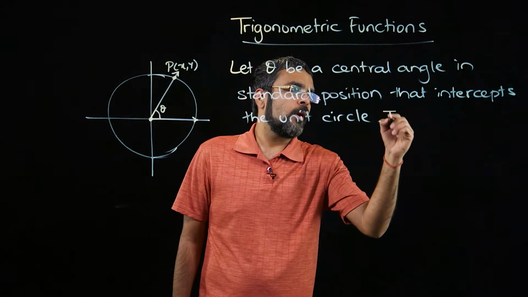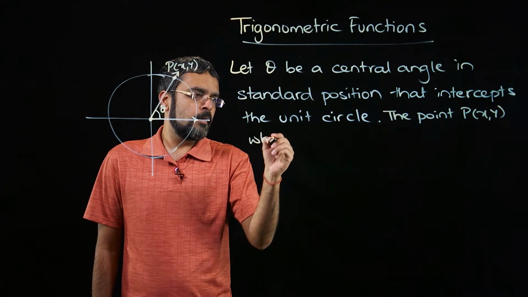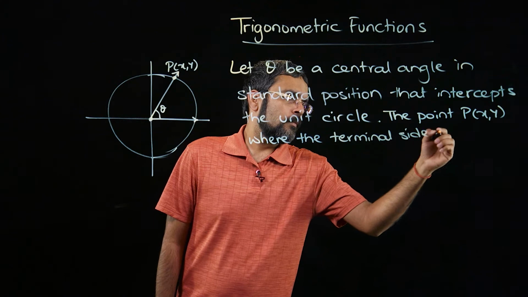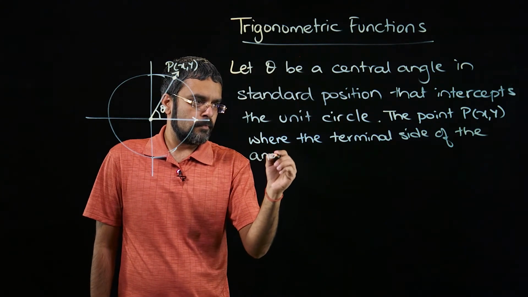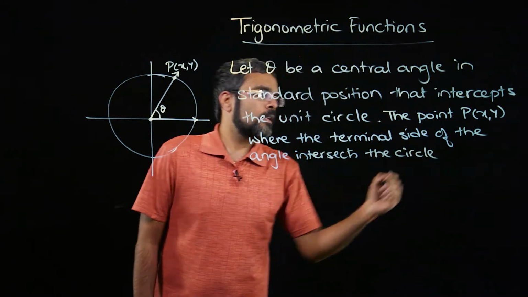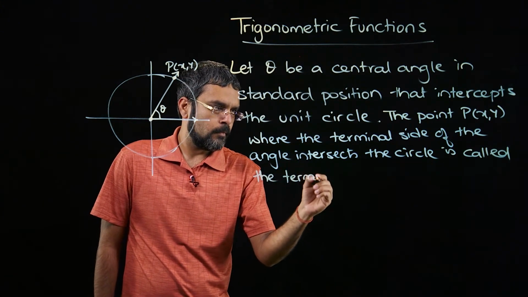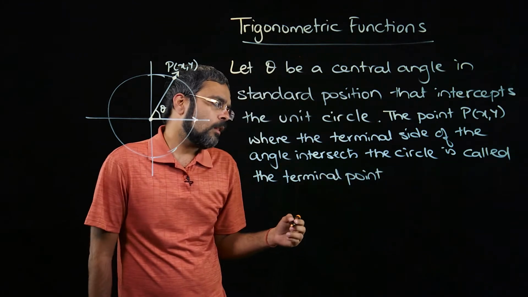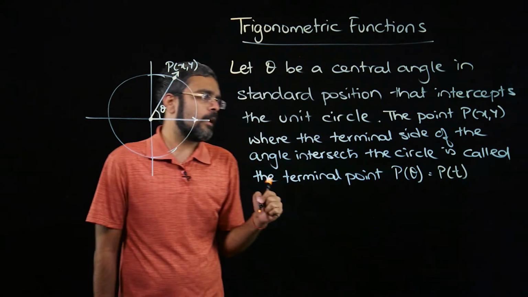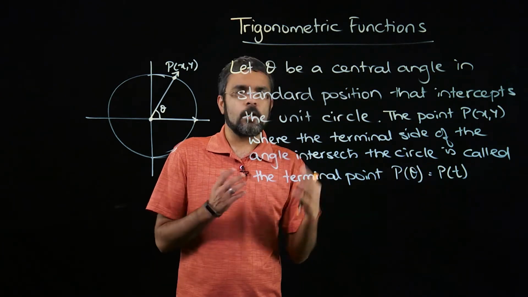Okay, so the point P(x, y), where the terminal side of the angle intersects the circle, is called the terminal point. And we denote this point by P of theta, or sometimes it's also called P of t. That depends on what angle we take. We also sometimes refer to our angle theta as a real number t, and so we call that either P theta or P t, depending on what variable you use.